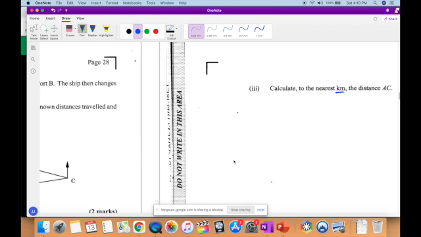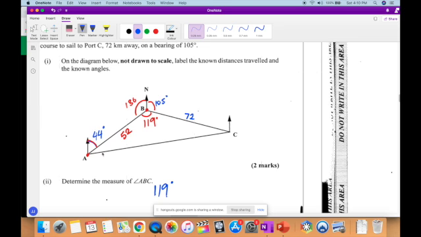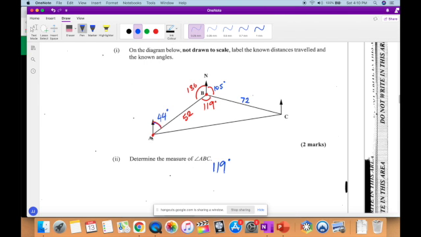Next is: calculate to the nearest kilometer the distance AC. So I have to find AC. What am I going to use for that? So watch. If this is the angle A here, which we don't have, that means that this 72 is the side a, right? First thing to do is label. If this is the angle B, which is 119, then that means that this side is the side b, opposite the angle. That is what we want to find. We want to find side b, right? If this is the angle C, which we don't have, then this here is the side c, opposite to that, right?